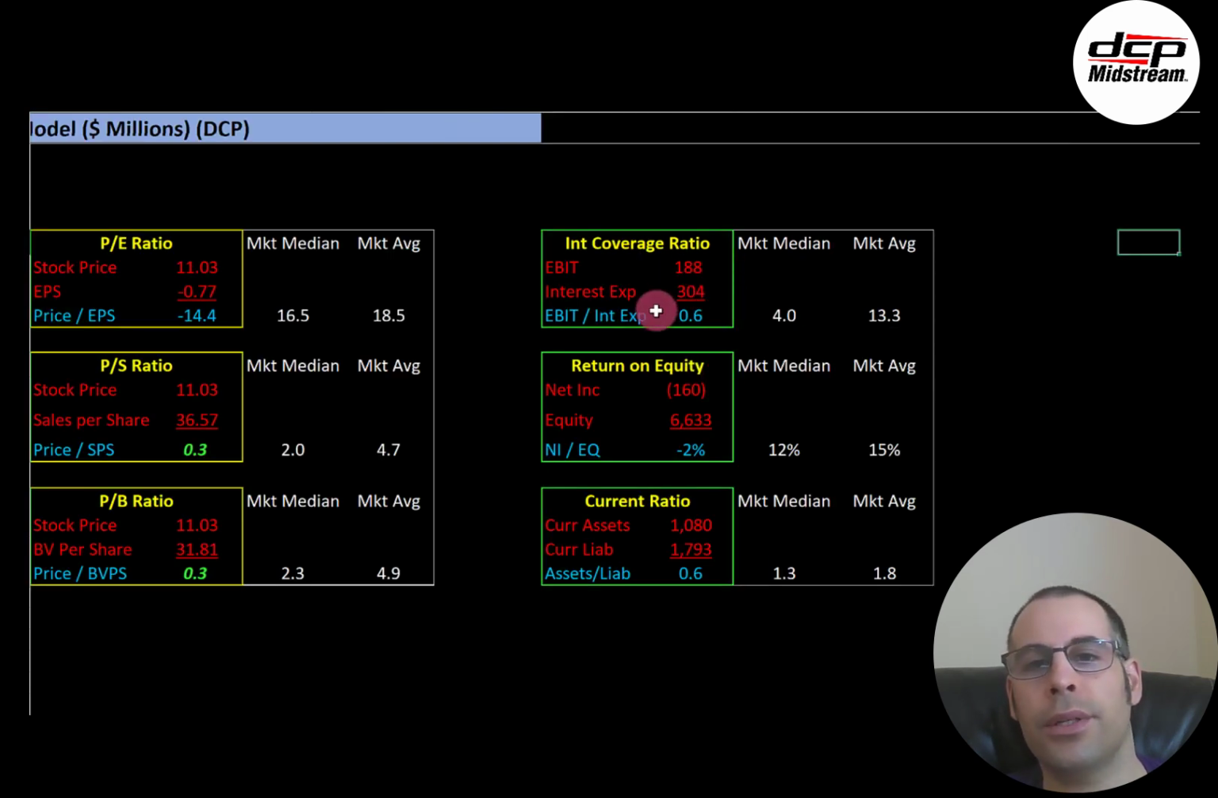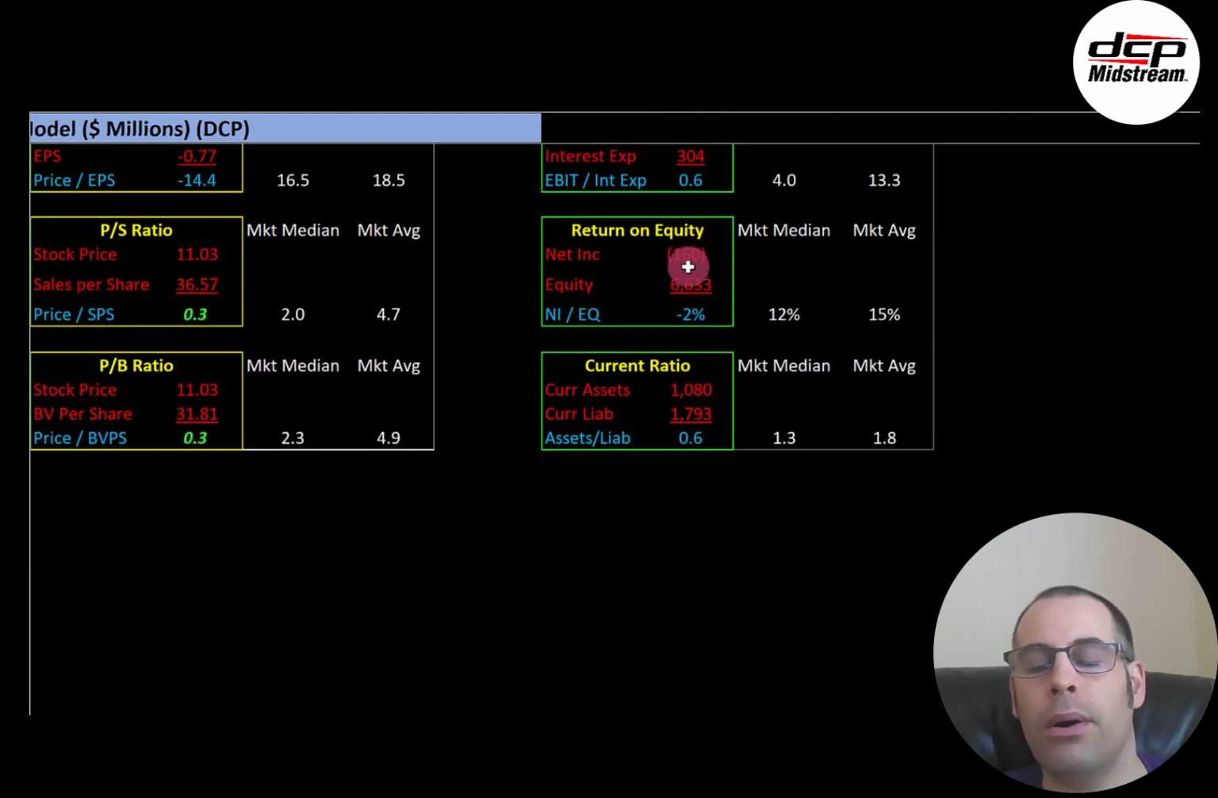They don't have a good interest coverage ratio. The median is 4.0. The average is 13.3. Interest coverage ratio is EBIT over interest expense. I like to see above 2. They're only at 0.6, so they cannot cover their interest payments with their operational income. EBIT stands for earnings before interest and taxes. It's on the income statement. It's called operating income.